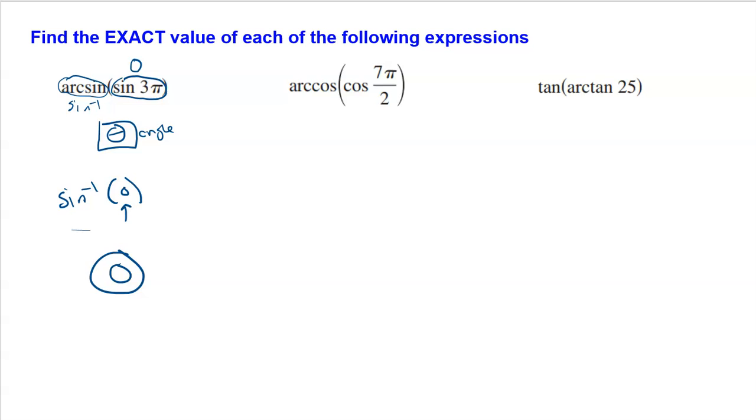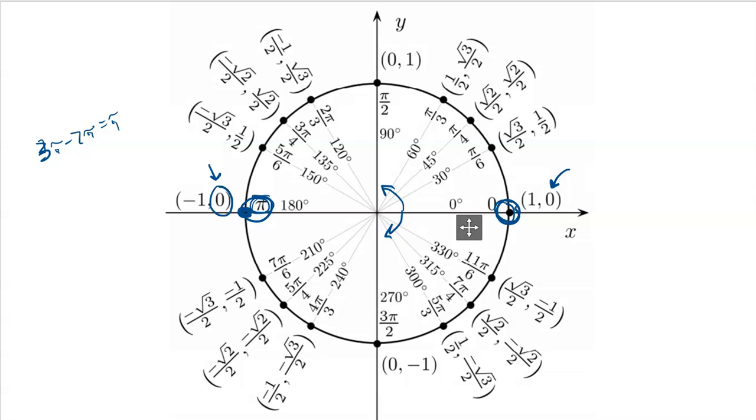All right, arc cosine. So my final answer is going to be an angle. The input is cosine of 7 pi over 2. So I guess I need to figure out what that is. So let's look at my unit circle. Here's 1 pi over 2. Here's 3 pi over 2. So this would be 5 pi over 2, and this would be 7 pi over 2.